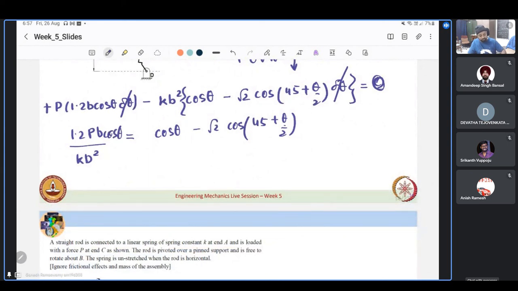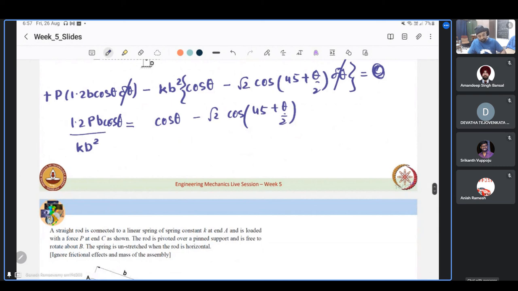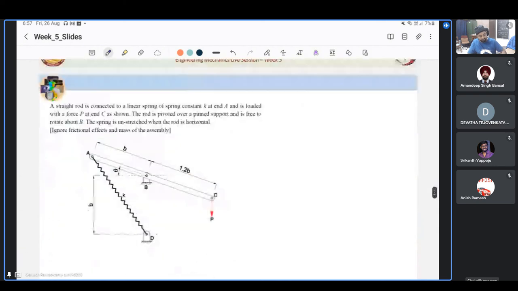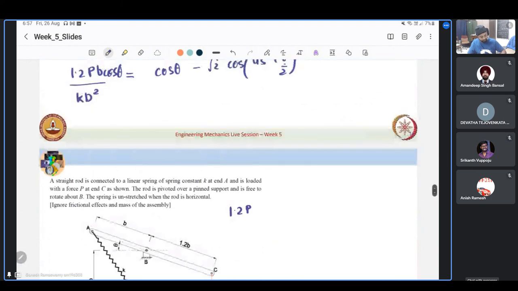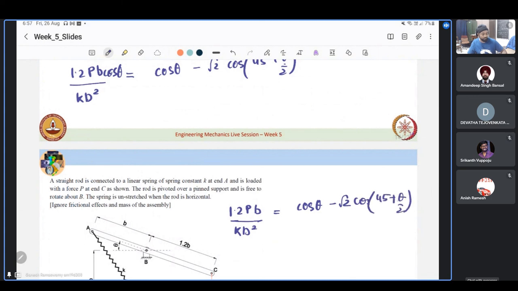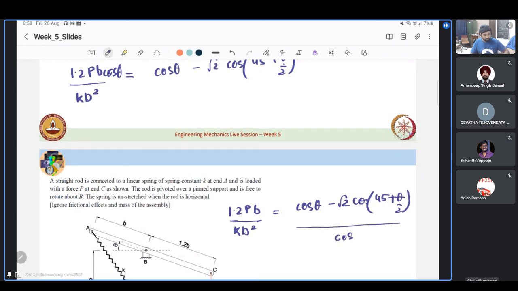So this again I can take to the other side. We divide the other side by that, so I get 1.2 Pb upon kb squared is cos theta minus root 2 cos of 45 plus theta by 2. For ease of calculation, one could also call 45 plus theta by 2 as some alpha or beta and then go ahead and solve, so as to not write it time and again. But since I didn't do that from the beginning, I'm just writing it down like that.